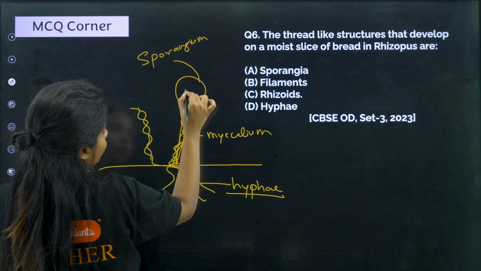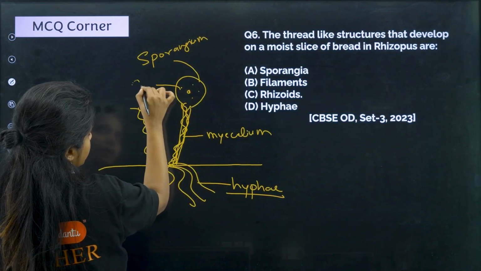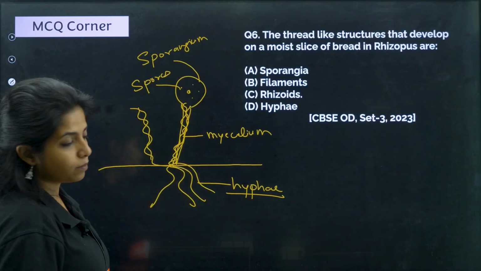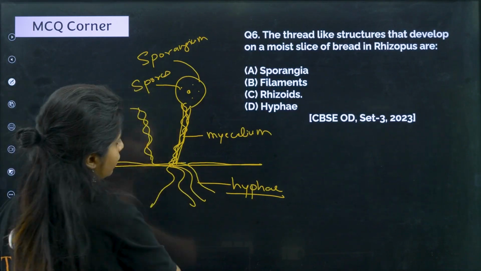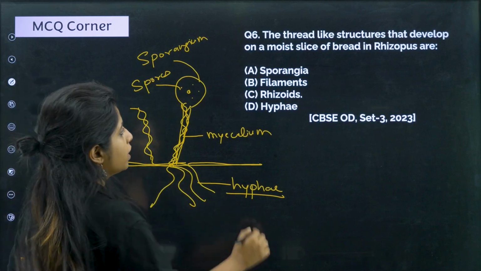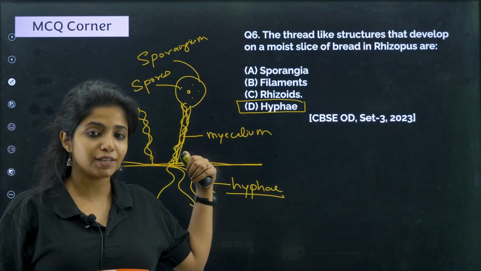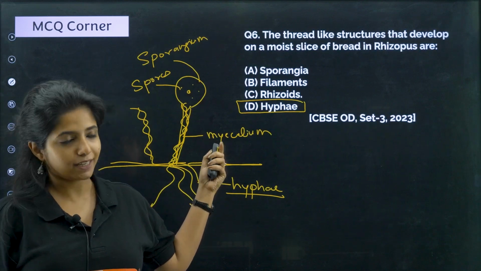This is going to be known as sporangium. Over here, what do you have? You have spores, my dear children, stored inside this. These are root-like structures which are formed. This is also made up of hyphae only. Everything is made up of hyphae. So this becomes your answer. Can you see this with the naked eye? No, you need a microscope to see it.